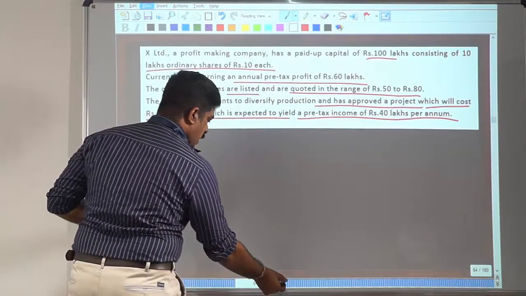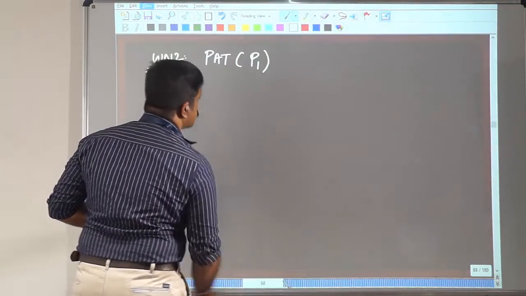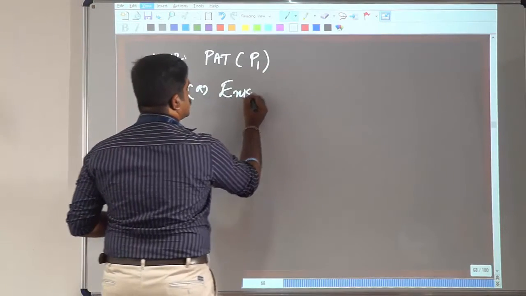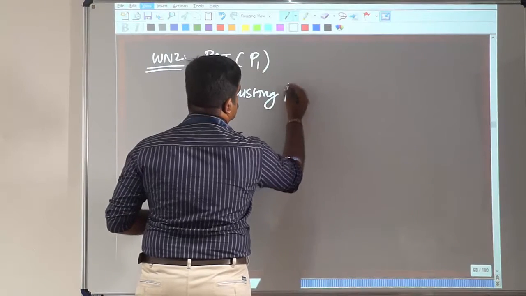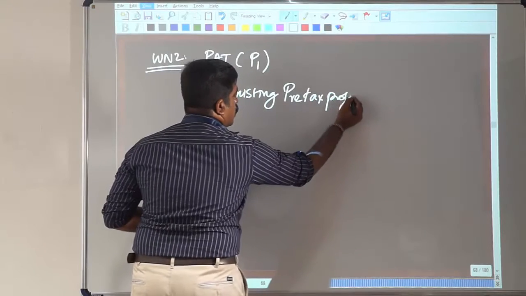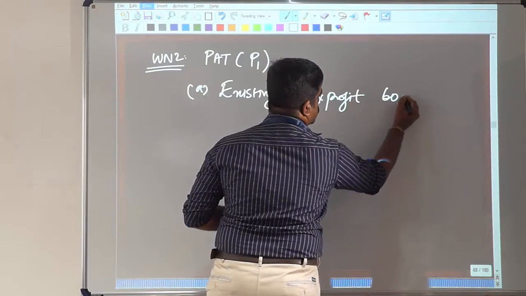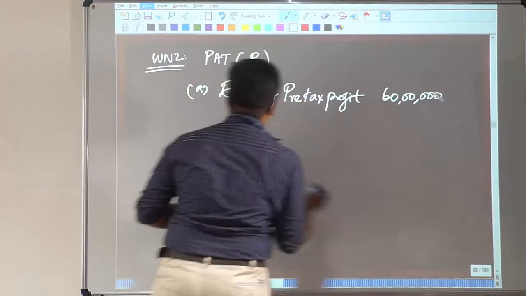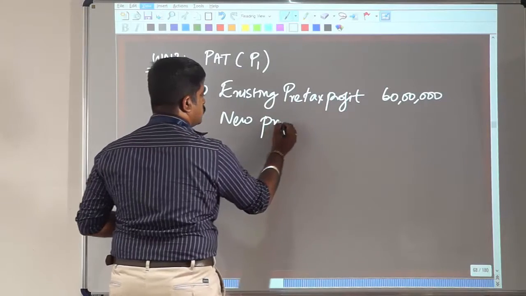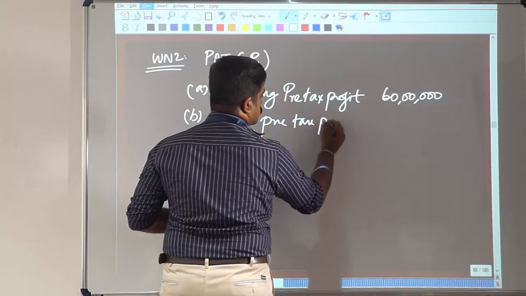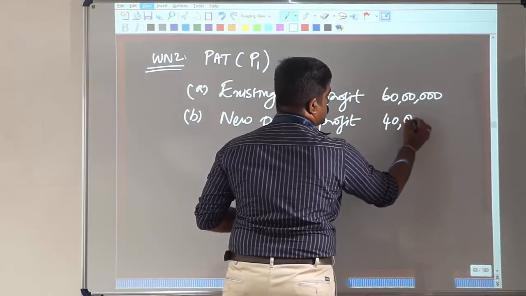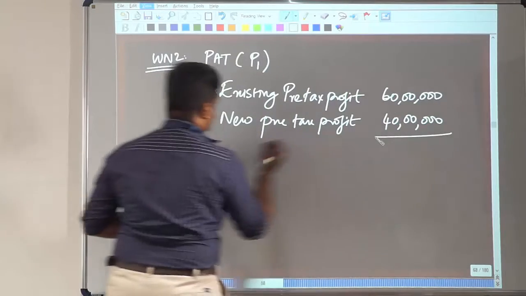Okay, so let's capture that. What is their existing profit? Their existing pre-tax profit. How much is that? It is 60 lakhs. And what will be their new profit? New pre-tax profit. If they go for this new project, they will get another 40 lakhs. So what is going to be the total?